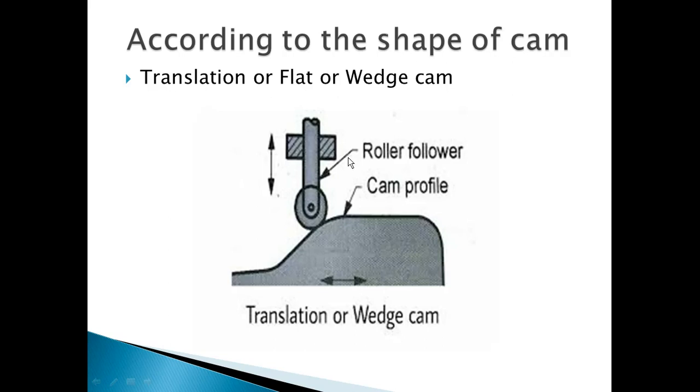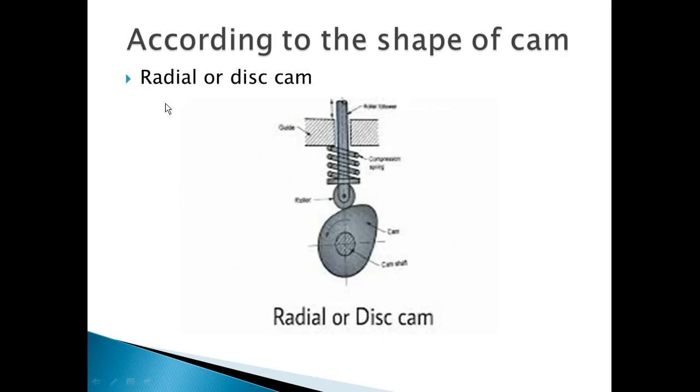Okay, so next one, according to the shape of cam, is the radial or disc cam, which has been discussed previously up till now. The disc type cam is over there, which is rotating, and the output motion is once again reciprocating motion for the follower, which is a roller type of follower. That is according to the shape of cam.